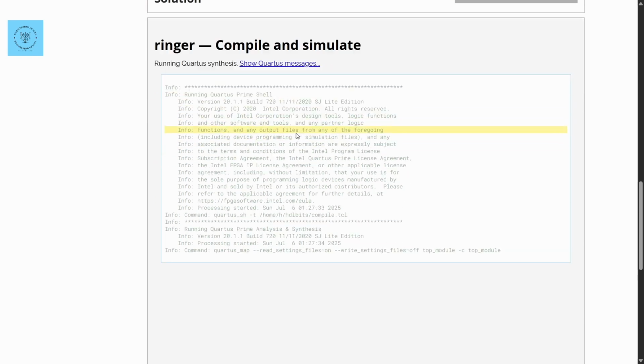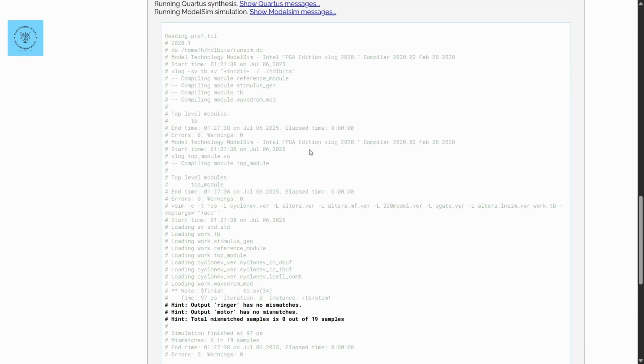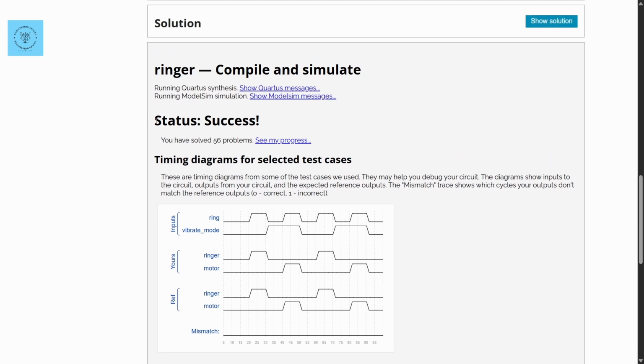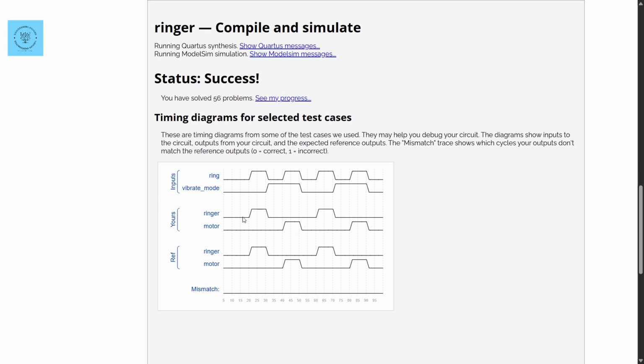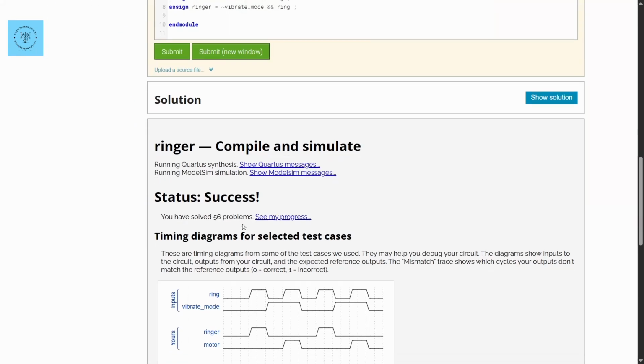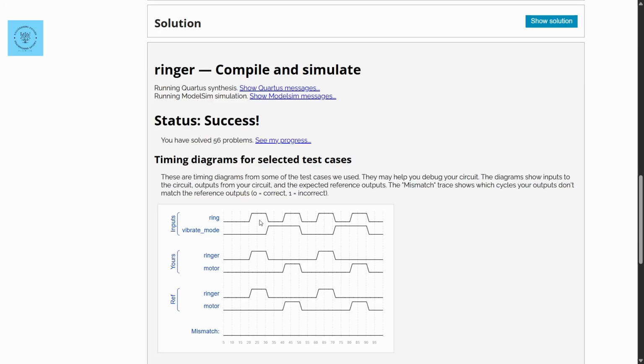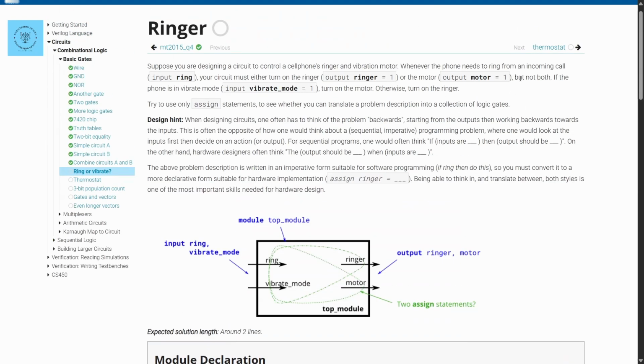The compilation process has been started. As you can see, status is success, and here are the timing diagrams which are matching. Whenever the ring is on and vibrate mode is off, so these are the inputs, ring and vibrate mode, then our ringer will be on, and whenever both are on, the ringer should be off because it is written here, but not both.